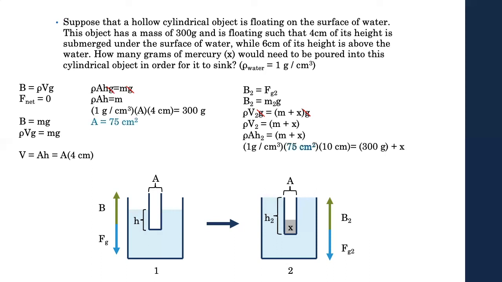And so then we plug in that number, and this is going to let us solve for x here. If we rearrange, we get 450 grams, which means that if we look at scenario 1 and pour 450 grams of mercury into the tube, it'll be at the point where it's about to sink.